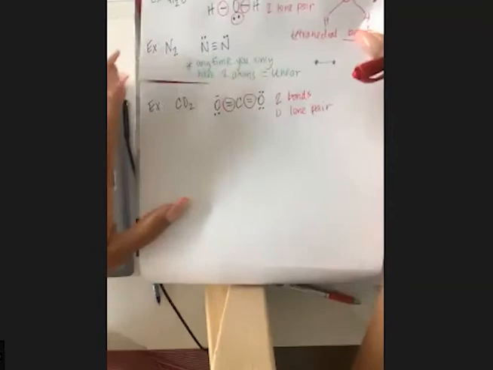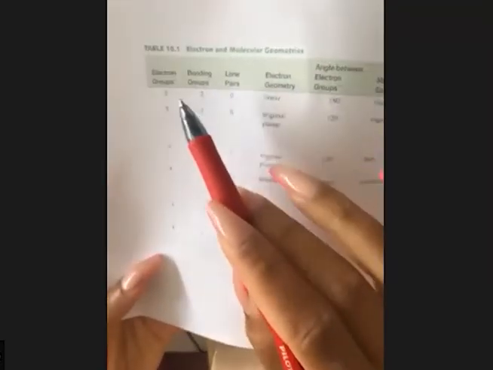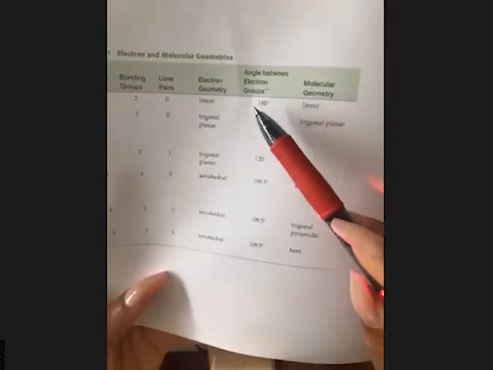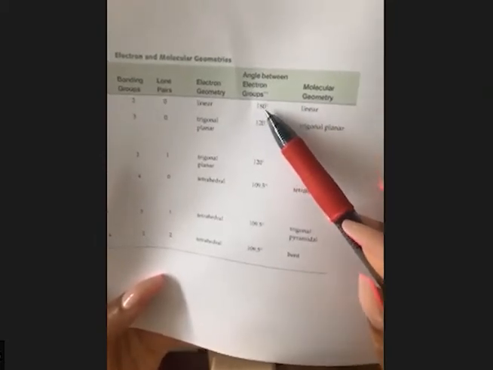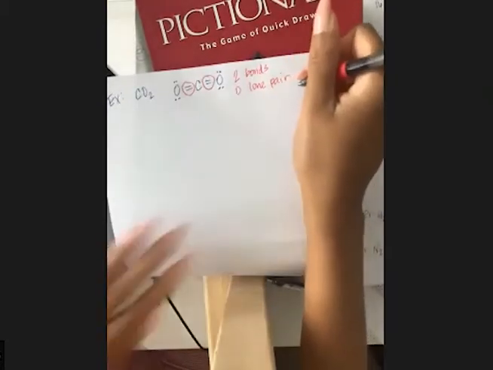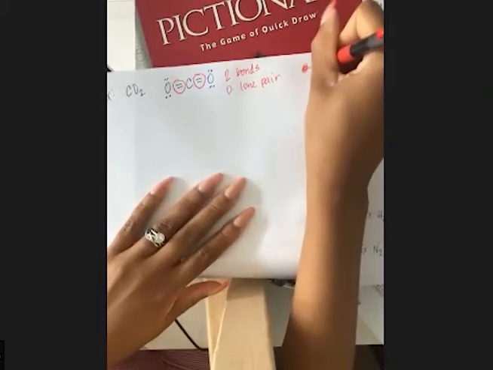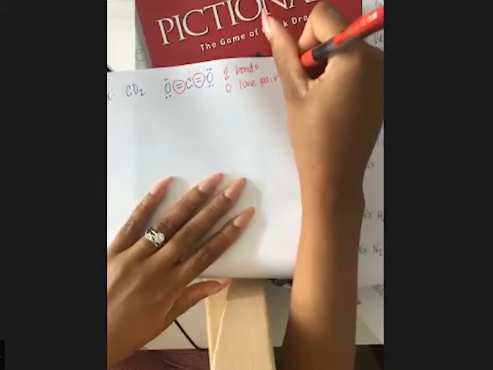And if we look at our table, that's basically the definition of linear. So anytime we have 2 electron groups, they're bonding, 0 lone pair, we go ahead and say that it's linear. It makes a straight line. That's 180 degrees. That's a straight line. So the overall shape is linear. So what this looks like is carbon in the middle, and then the oxygens on the end.